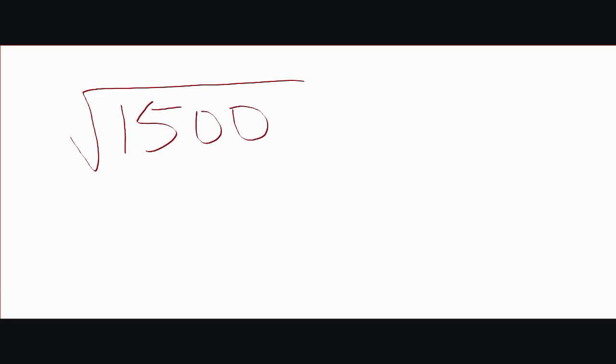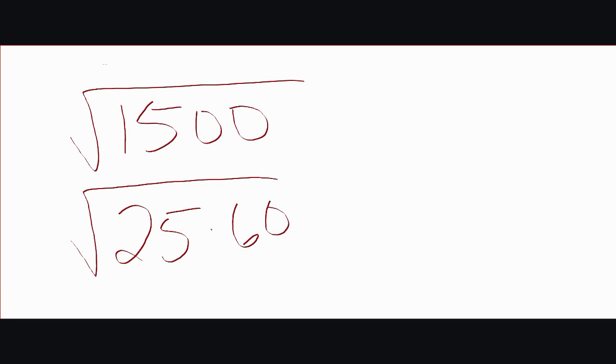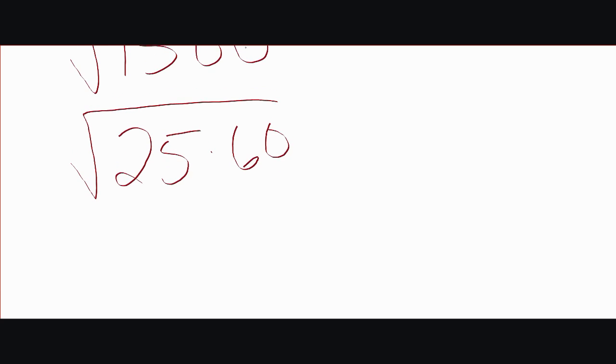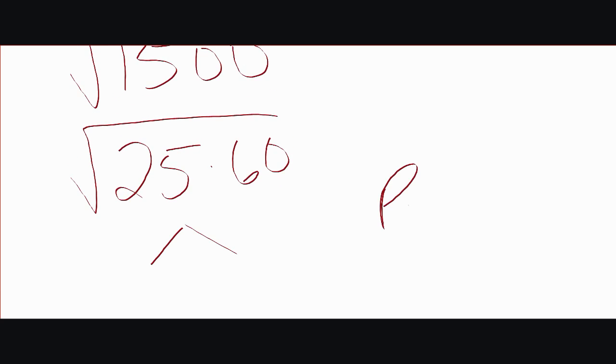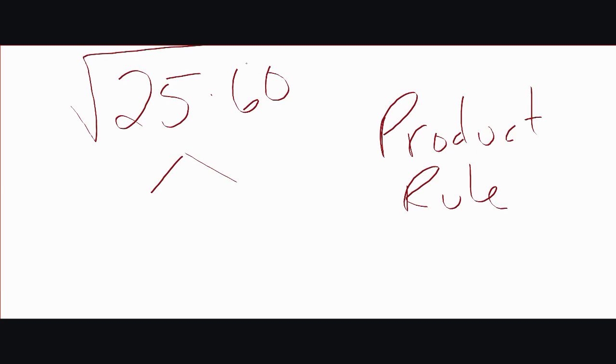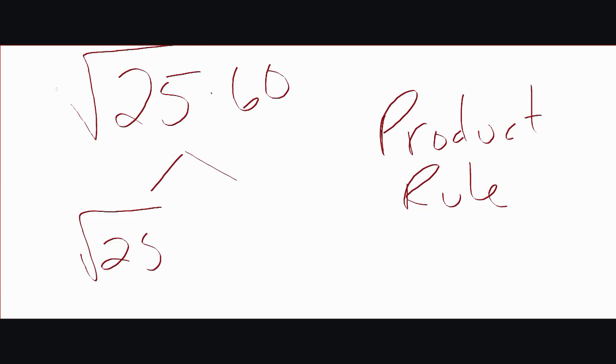So if we do the square root of 1500, and let's say you do some math, right? And you say, all right, well, I know that 25 goes into 1500. So this is the square root of 25 times what? 25 times 60, right? 25 times 60 makes 1500. Okay, so we do 25 times 60. And we can break this up using the product rule. Remember, the product rule says if I have a product underneath of a radical, I can rewrite that as the product of two radicals, namely the square root of 25 times the square root of 60.